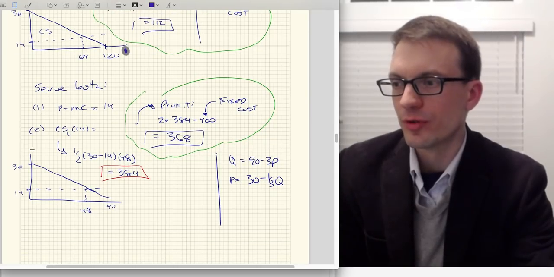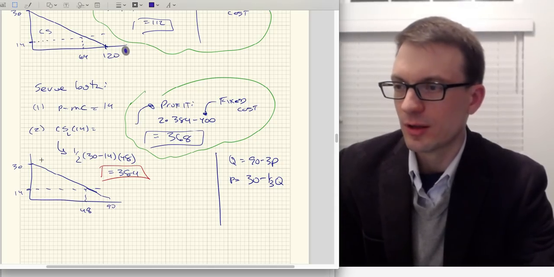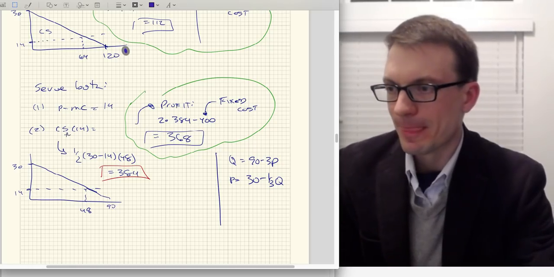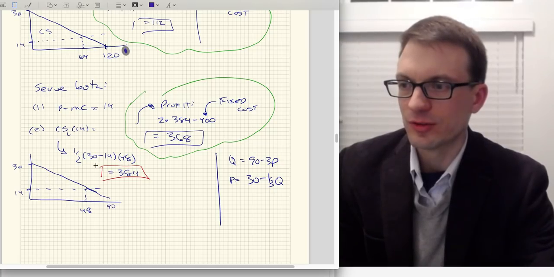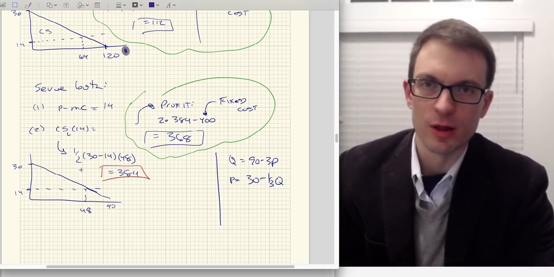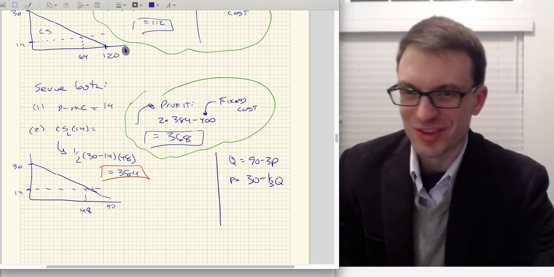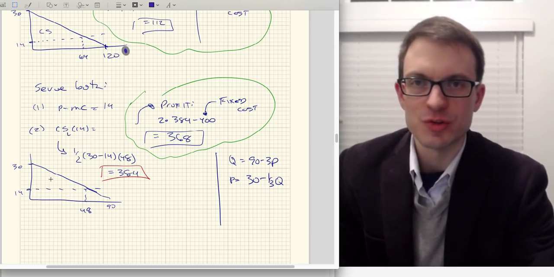So suppose we serve both. Again, this should be price, and this is quantity, but I learned my lesson, so I'm not going to try to label them. Price is still equal to marginal cost of 14. We find the resulting consumer surplus for our low group of demanders at that price. It's going to be 1/2 times 30 minus 14 times 48. Why? It's the area of a triangle, 1/2 base times height. It's 30 minus 14 because this is price, and 48 is the quantity. So we find that the area of this triangle is 384.